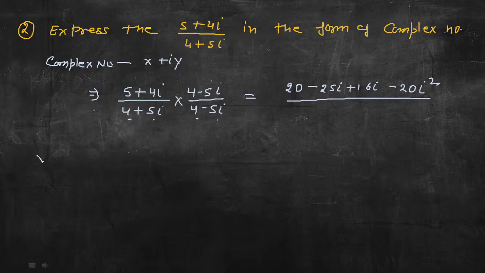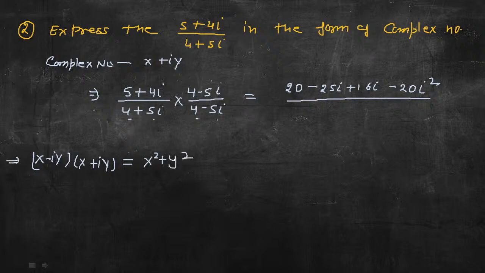Yes, we have just done this, children, that is x minus iota y and x plus iota y. It will always give the result x square plus y square. And how that comes, I just told you in the last part. Okay, a minus b and a plus b.